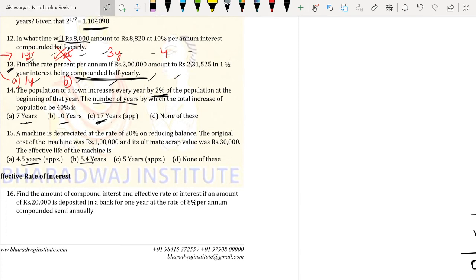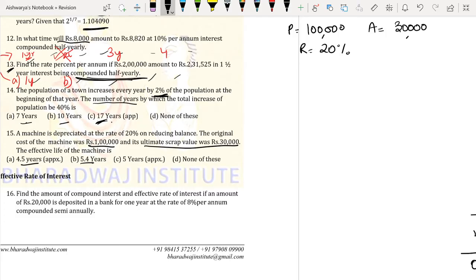So let's do this. Machine is 1 lakh. So your principal is 1 lakh. You bought it for 1 lakh. Ultimate scrap value is 30,000. So your amount is reducing. Depreciation, the amount always reduces. Amount is 30,000. So rate R is 20%. Life N is question mark.